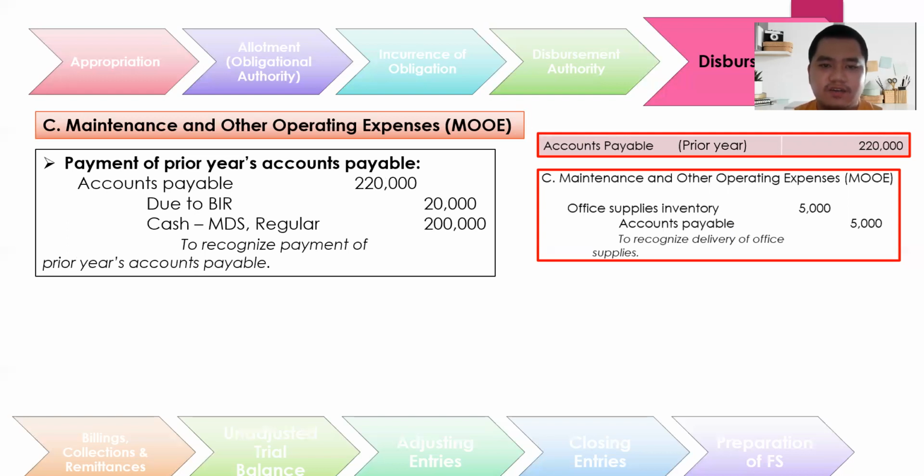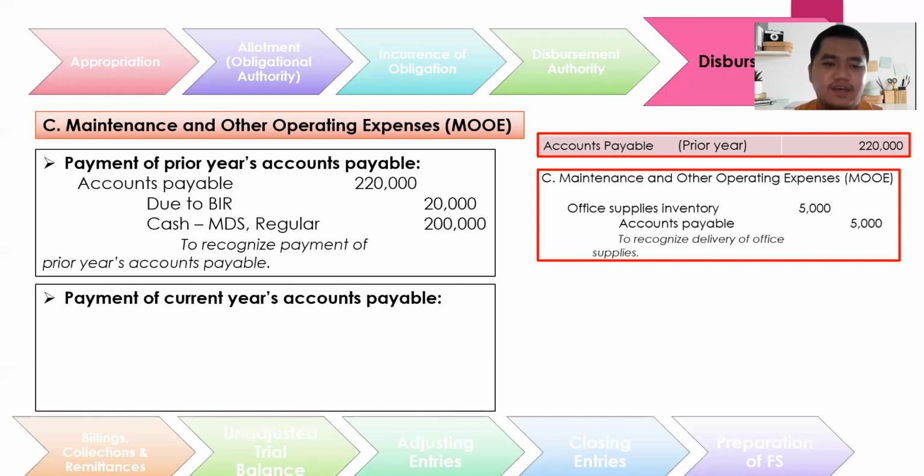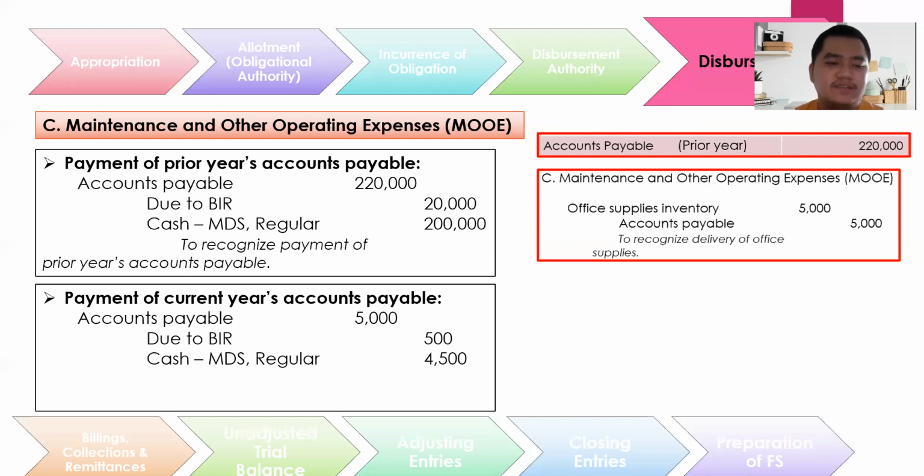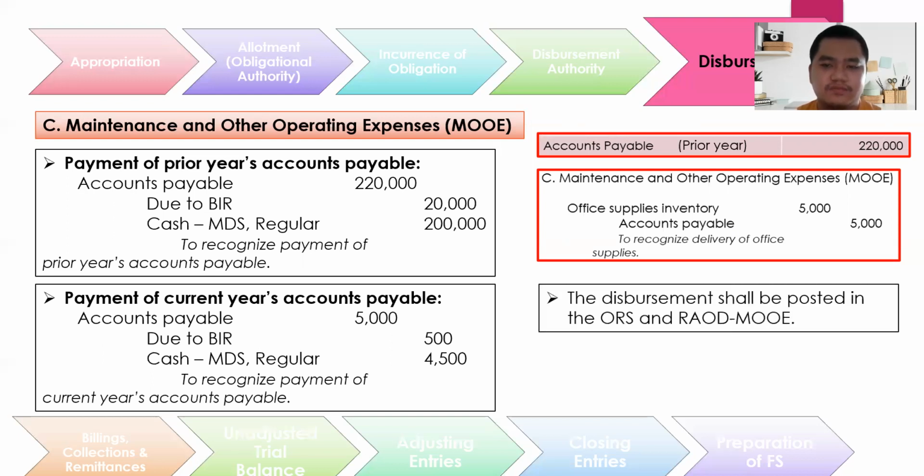And then for the current year's accounts payable, due to the procurement of office supplies in the current year, the entry will be as follows. Debit to accounts payable 5,000, credit to due to BIR 500, and then credit to cash MDS regular 4,500. The 500 is likewise related to withholding taxes. So to recognize payment of current year's accounts payable. The disbursement shall be posted in the ORS, Obligation Request Status, and Registry of Allotment, Obligations, and Disbursements, MOOE.